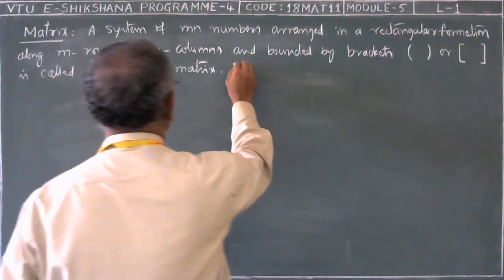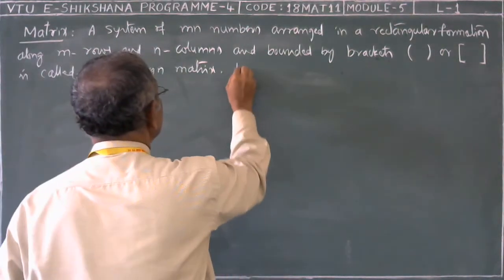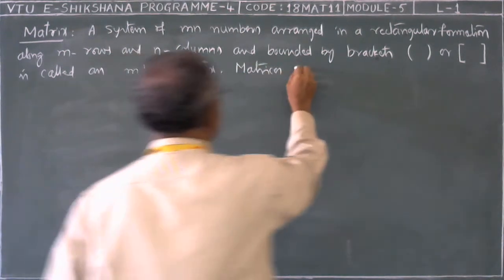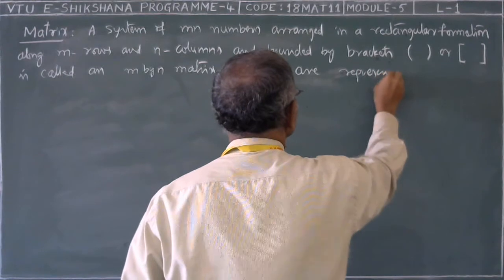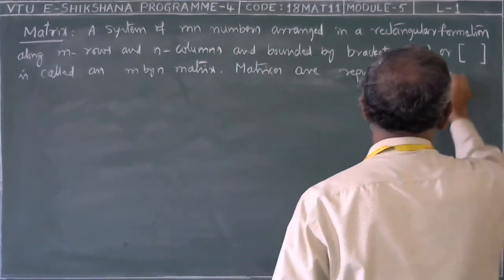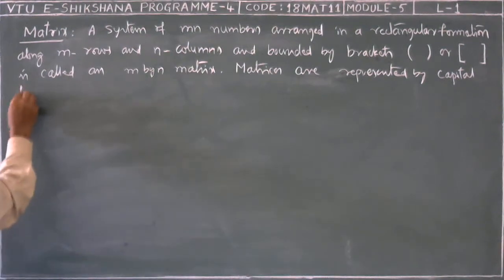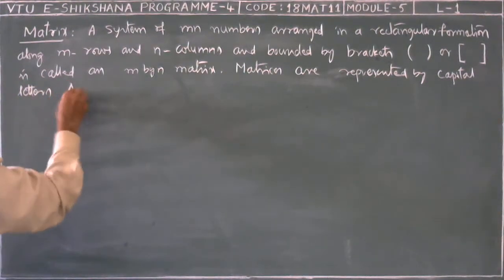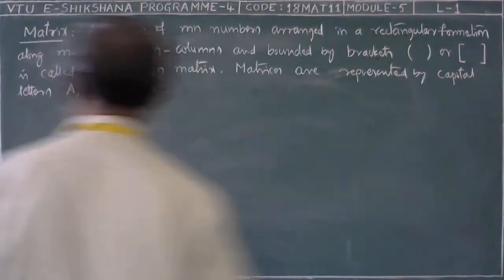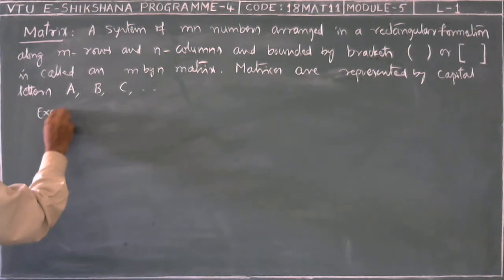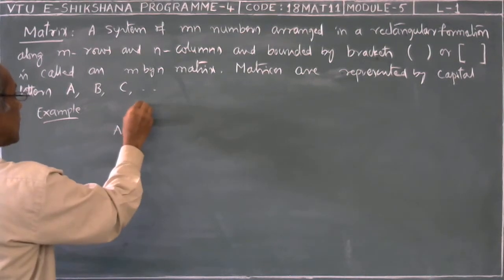Matrices are usually represented by capital letters, like capital A, capital B, capital C, and so on. Example: let me consider a matrix with general elements.